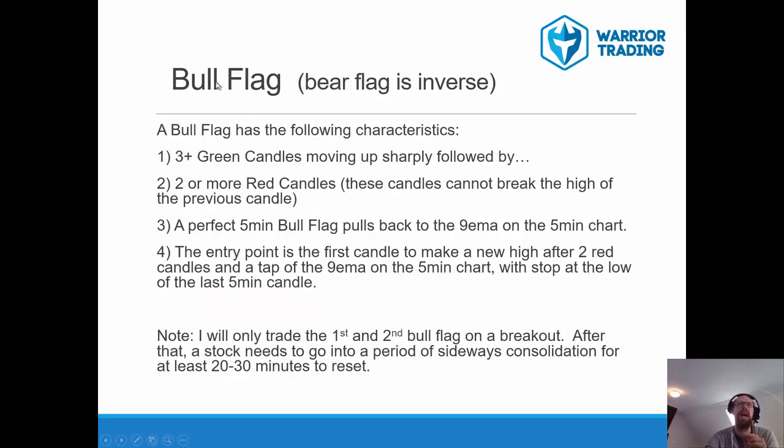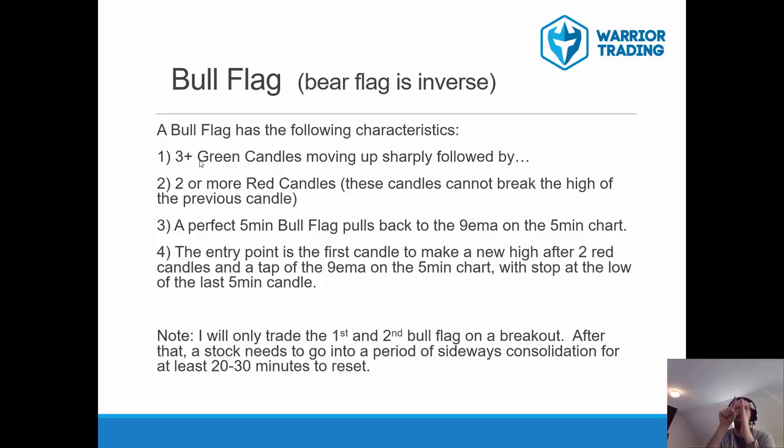So the bull flag pattern and the bear flag is inverse. A bull flag consists of the following characteristics. Number 1, it can be as little as one candle moving up sharply, but it's often 3 or more candles moving up. 3 green candles forms the flag pole. Okay, so that's the flag pole, and then the flag is that little pennant shape, that little triangle of sideways price action.